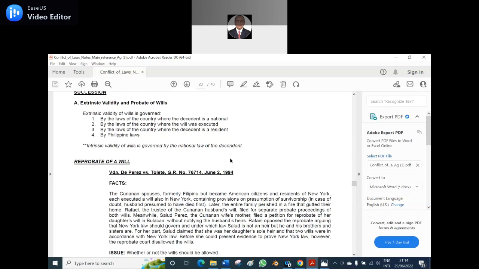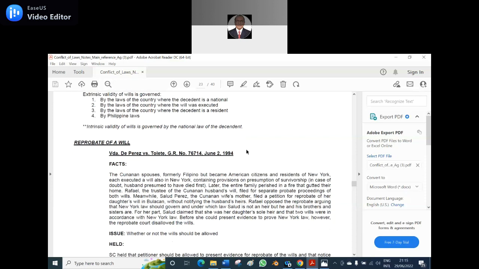Then the intrinsic validity of a will is governed by the national law of the decedent. So when the intrinsic validity of the will is in question, the deceased's national law would apply. For instance, in Tanzania, what law would be used for succession? The Indian Succession Act. Is it clear? Say yes. So we still use the Indian Succession Act.